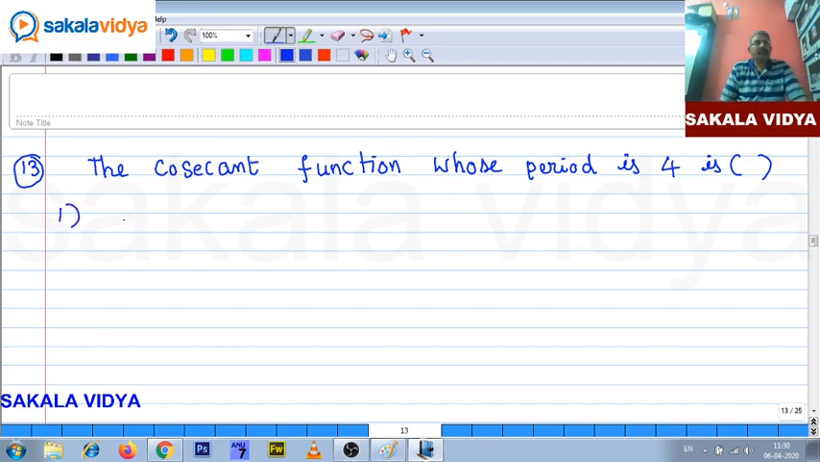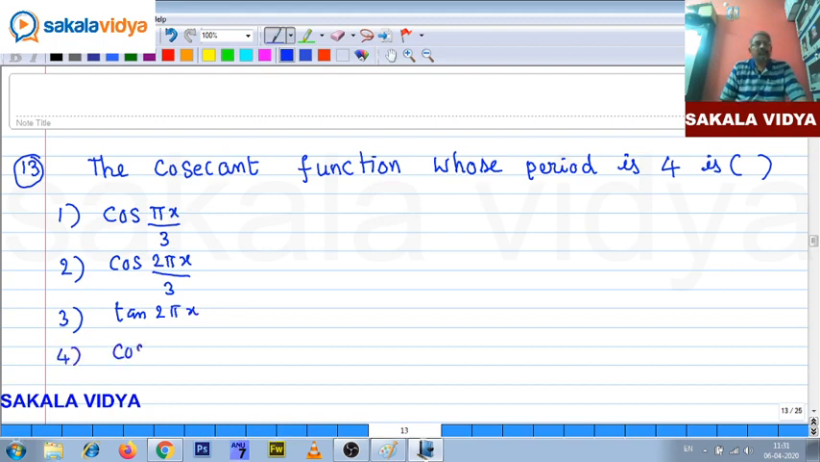First option cos pi x by 3, second option cos 2 pi x by 3, third one tan 2 pi x, fourth one cosecant pi x by 2. Without doing this question we can do. Cosecant function you need to find out. So let us see now.